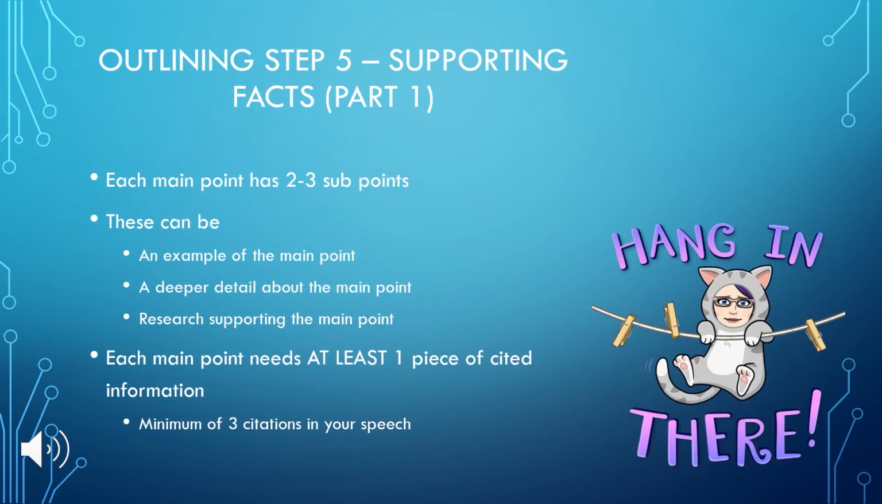Next, we're going to get into your supporting facts or subpoints. For each big idea main point, you should have 2 to 3 subpoints. These will generally be an example of the main point, a detail going deeper into the main point, or some of your supporting research from step 2. Each main point needs at least one piece of cited information. Remember, you need 3 citations in your speech. Make sure one is in each main point.